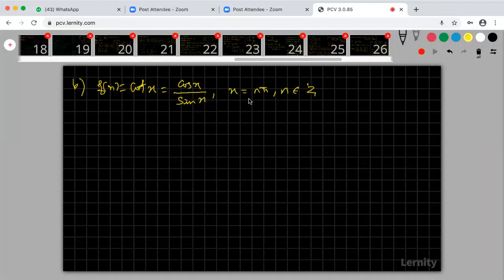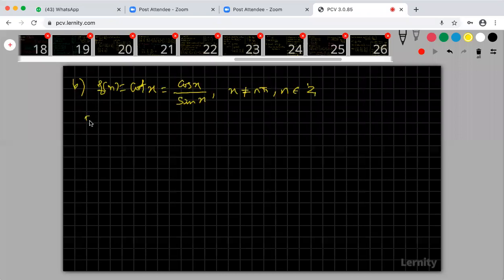For those values of x equal to n pi, your sin x is not defined. Therefore x is not equal to n pi, otherwise cot x is not defined. Why? When x is equal to n pi, sin x is 0. When the denominator is 0, the function is undefined. It is not at all possible to define the function for those values of x. So f of x, cot x, is equal to cos x by sin x, x not equal to n pi.